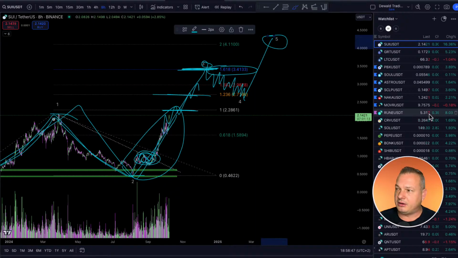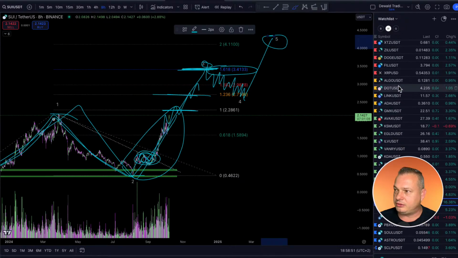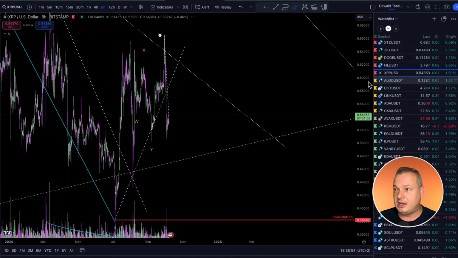XRP, I actually did have an alarm that went off with XRP and I forgot to check it. Damn, I forgot to check my XRP alarm, but I do have a spot bag.